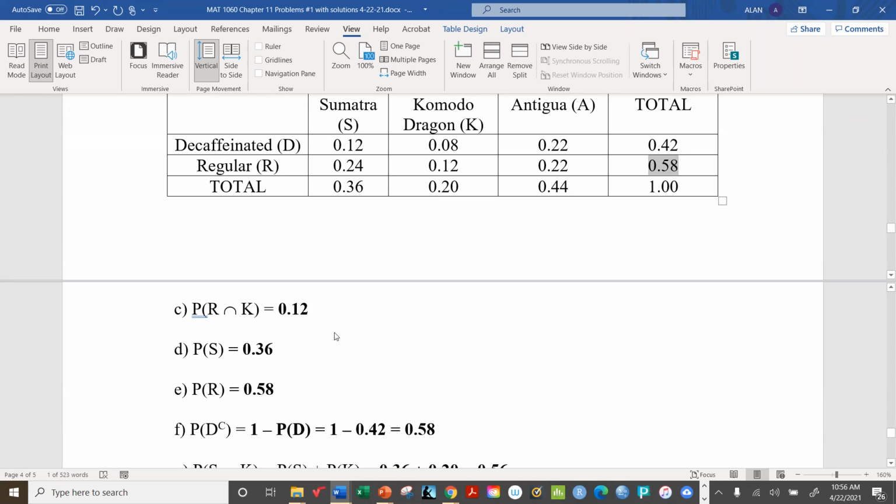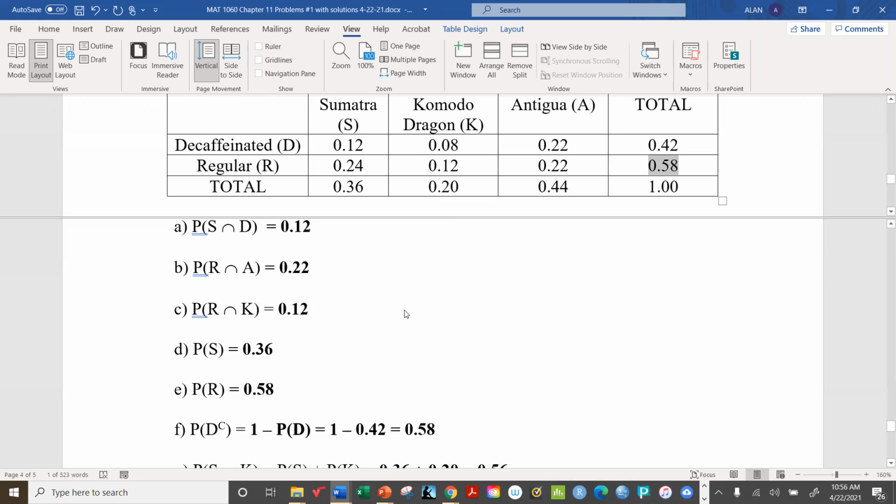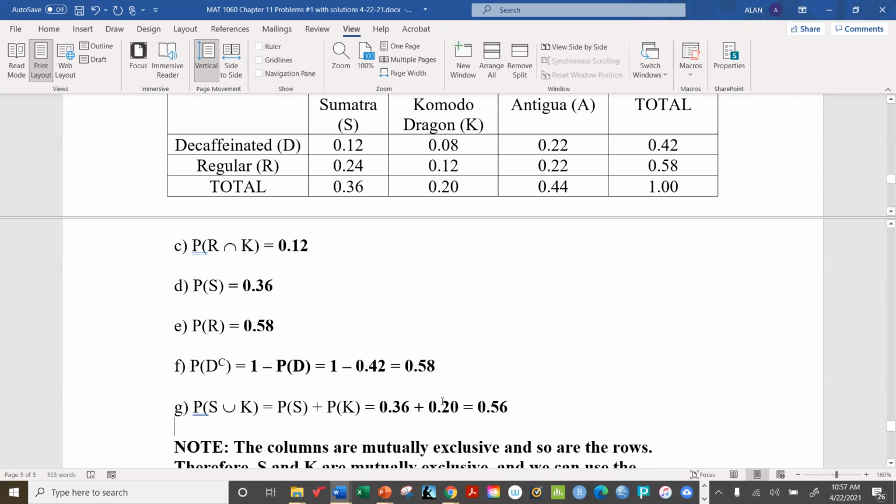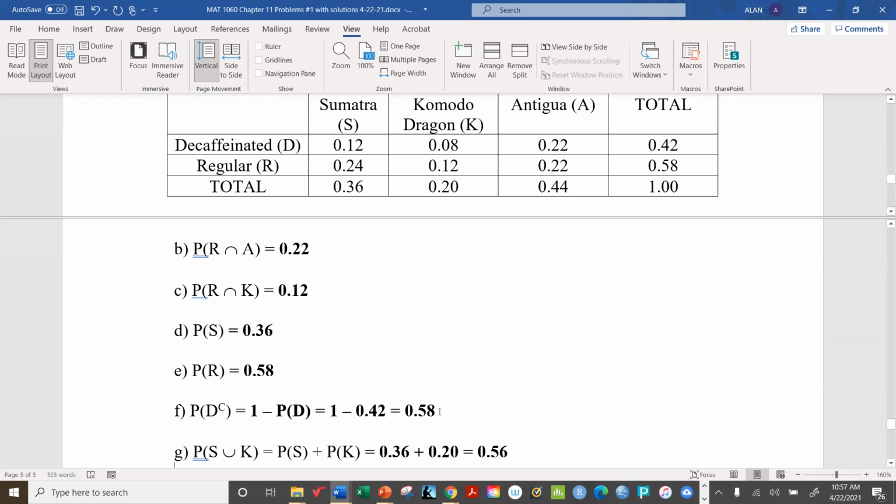Aha, now all of a sudden I've run into a rule. What rule am I looking at? This is my complement rule. The probability of D complement equals 1 minus the probability of D. And so D, we have to look it up in the table. And that turns out to be 42%, or 0.42. So therefore, the probability of D complement is 1 minus that, which means 0.58.